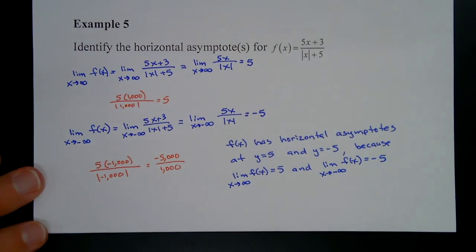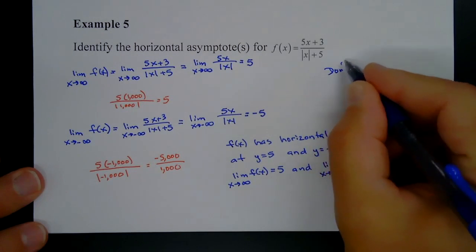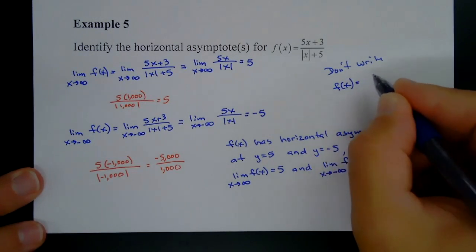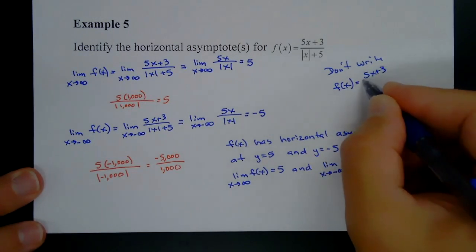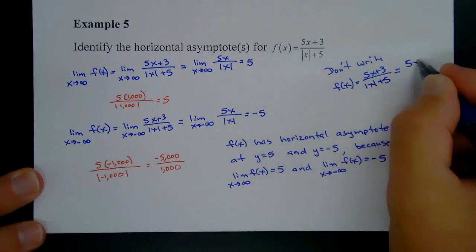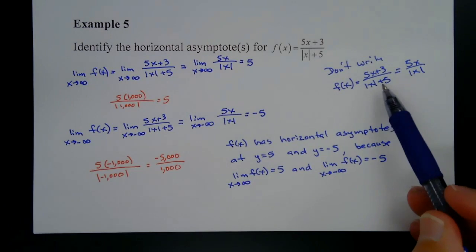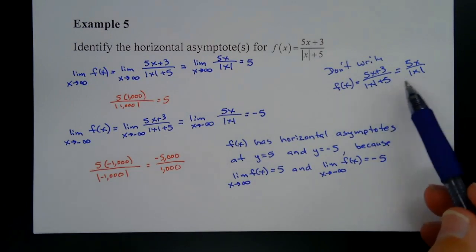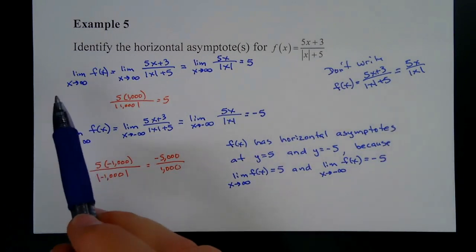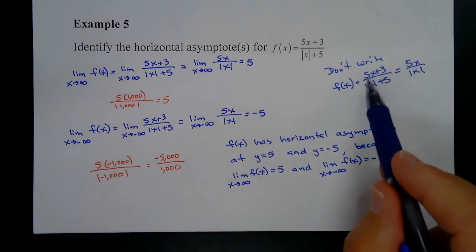Okay, I'm looking at my notes from previous years, and I want to point something out. You cannot write this, okay? Don't write f of x is equal to 5x plus 3 over the absolute value of x plus 5, and then write equals 5x over the absolute value of x. Okay, these are not the same. These are not the same. We're only doing this because we're looking at really big values as x approaches infinity or x approaches negative infinity. That's the only time we can use magnitude.